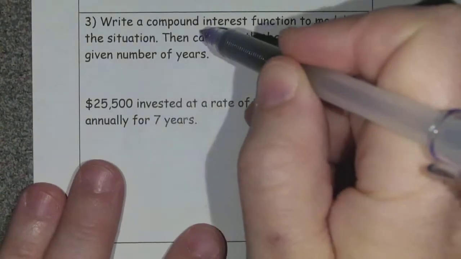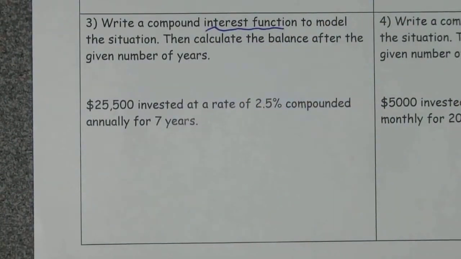Next one. Number 3 says write a compound interest function to model the situation. When it asks you to do that, you guys, it's really just asking you to substitute everything into that formula. So we're going to use the compound interest formula. We're going to substitute it in. That's going to give us a function. Then we're going to calculate the balance after the given number of years.